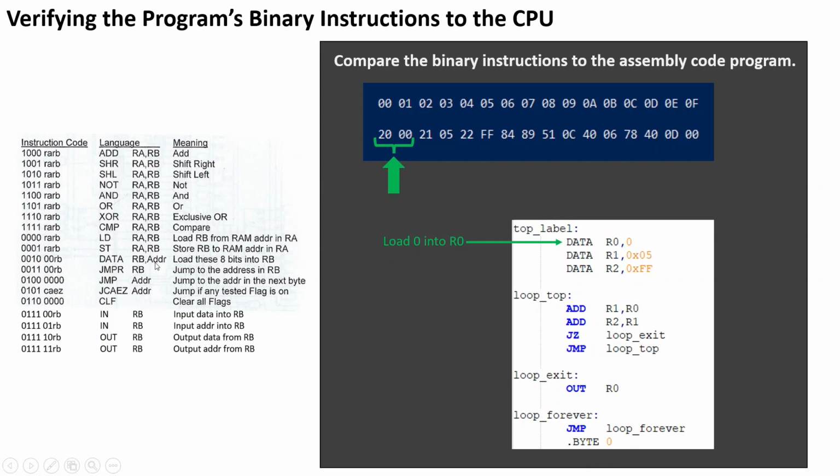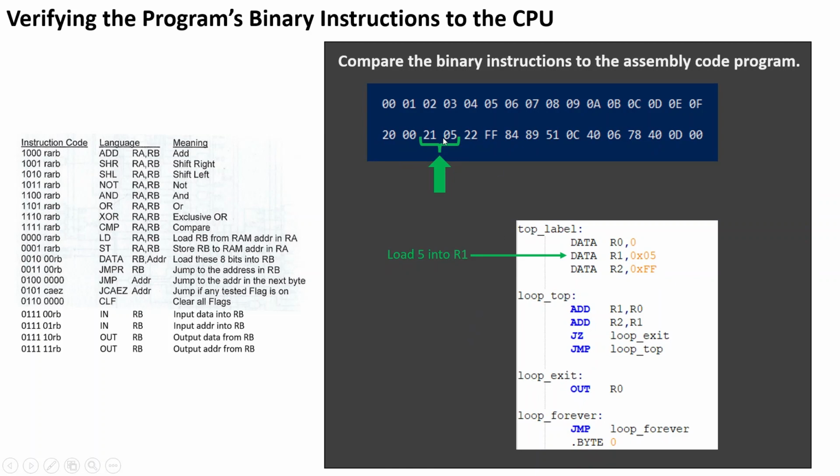And if you look over here, I have the assembly program language on the left. You'll see data is 0010, which for the first nibble is hex 2. And then there's 00, so 2 bits that don't matter. And then RB, whatever the register you want to load. So this instruction 20 is a data instruction to load data into register 0. And the data that gets loaded is the data in the next byte, which is 0.